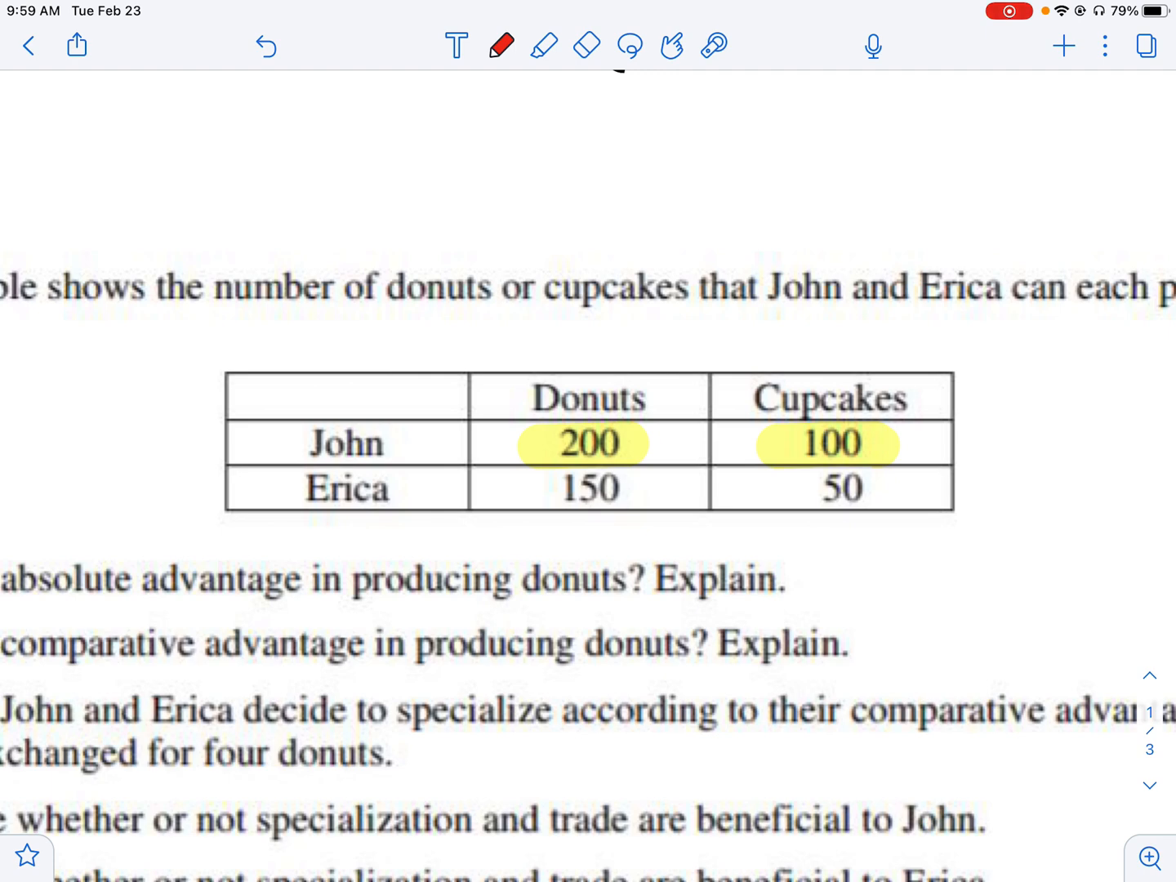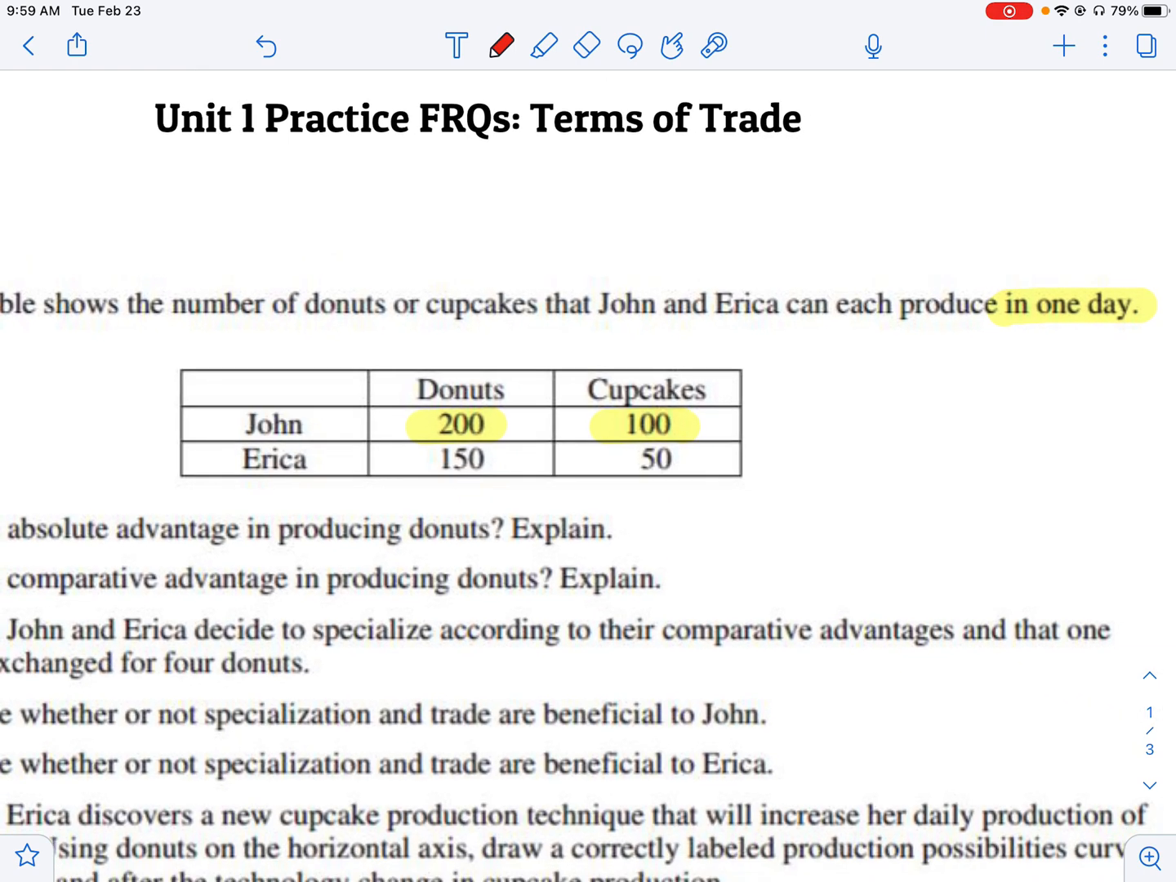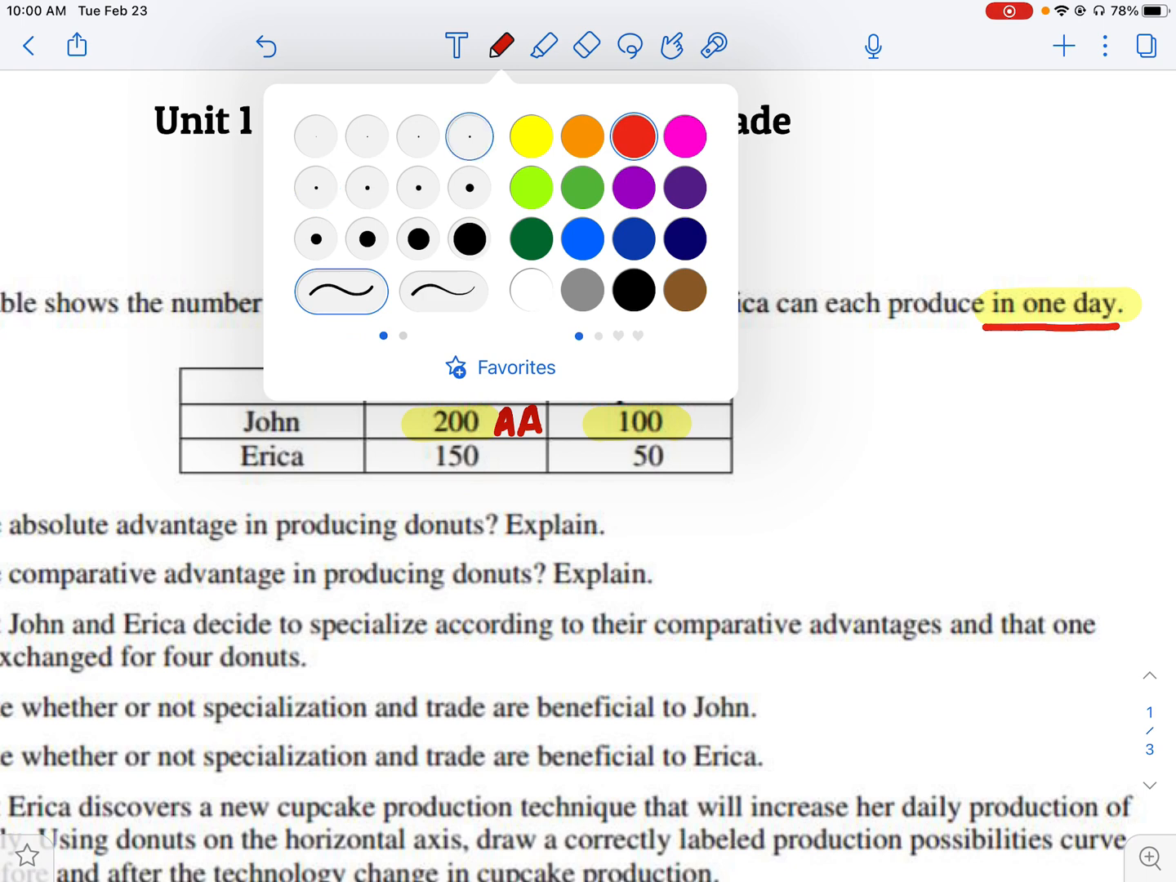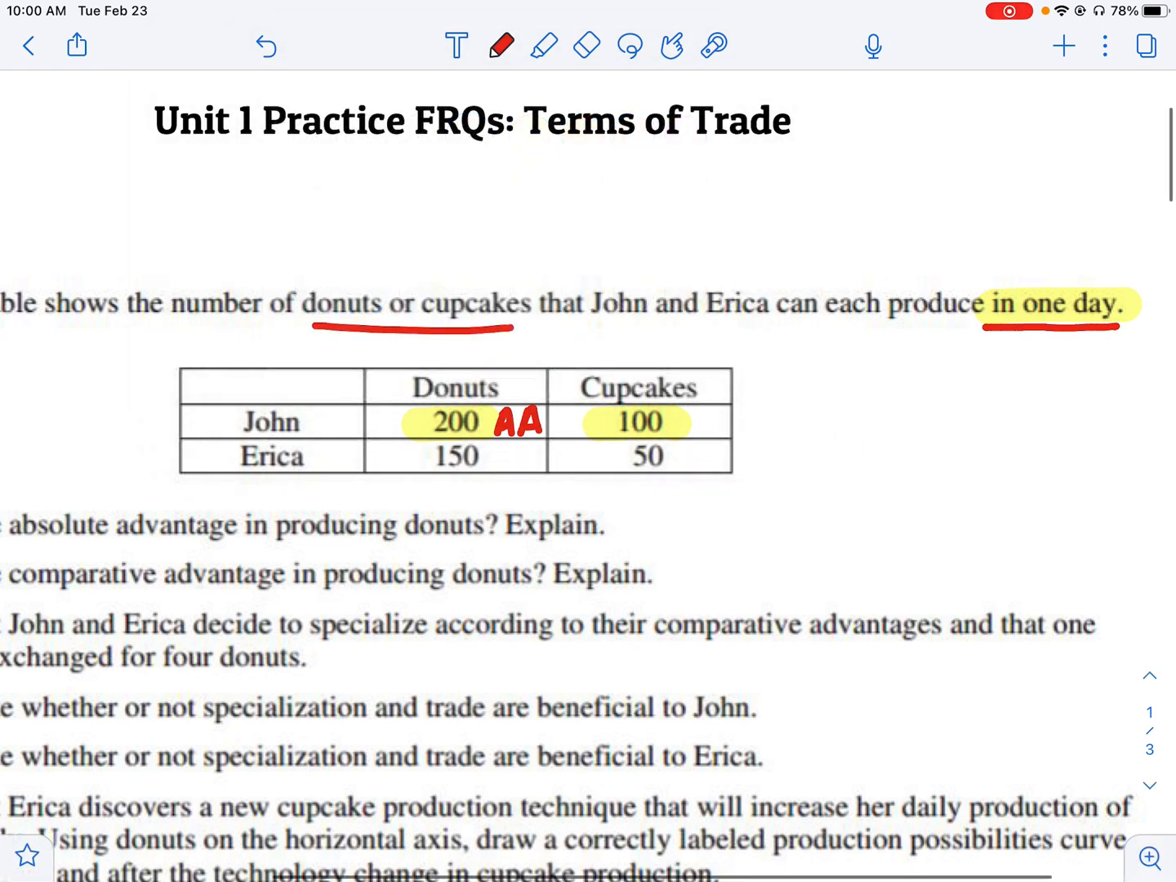So the first thing I always look for is, is this an input or an output question? This is an output question because we're looking at the total amount of output that these two people produced in one day. When I see 200 donuts for John versus 150 for Erica, I know that he has an absolute advantage in producing donuts. When I see that he has 100 cupcakes as opposed to her 50, I also see that he has an absolute advantage because he's just doing more per day. There's something about his ability to utilize the land, labor, and capital that he's able to produce more.